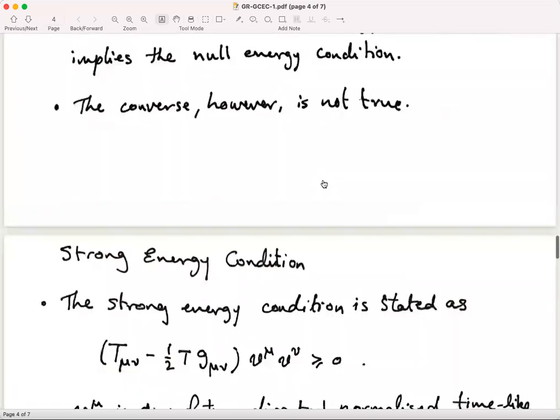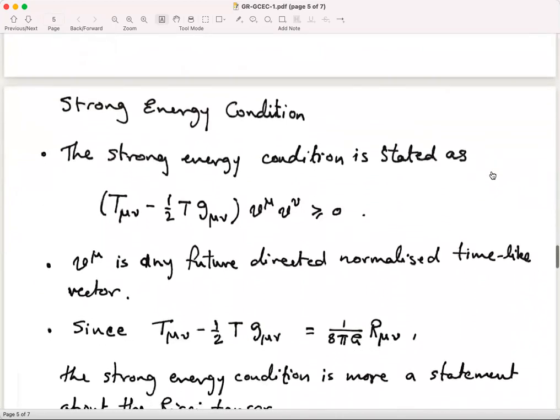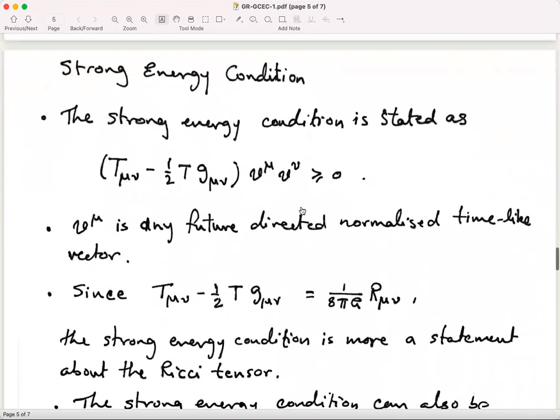Okay. So the next thing that we could impose is what is called the strong energy condition. And the strong energy condition states that T mu nu minus half T times g mu nu contracted with V mu V nu is greater than or equal to zero. Where V mu V nu are our usual suspects, namely future directed normalized timelike vectors.